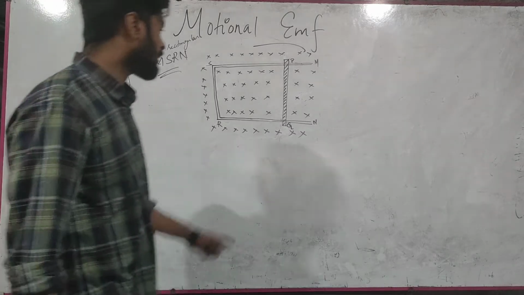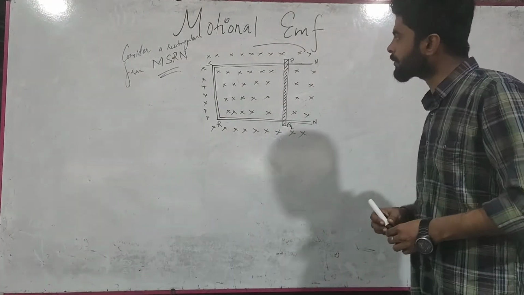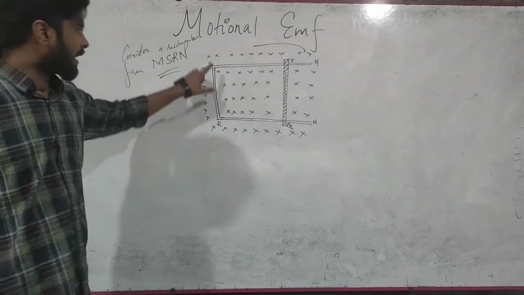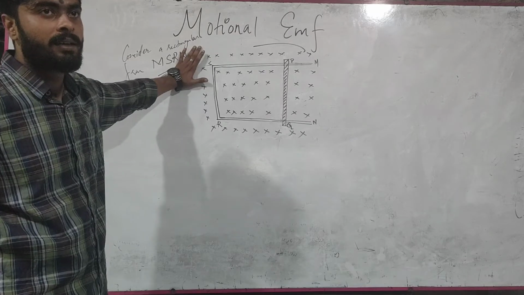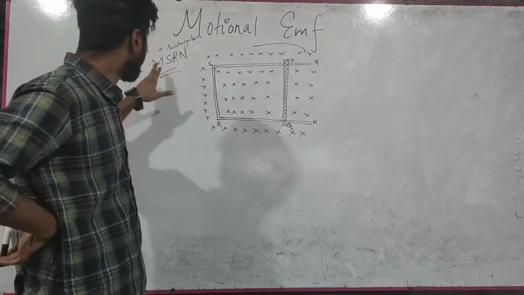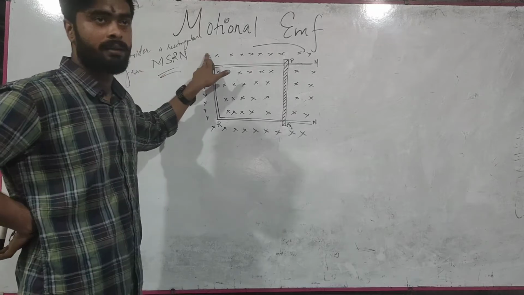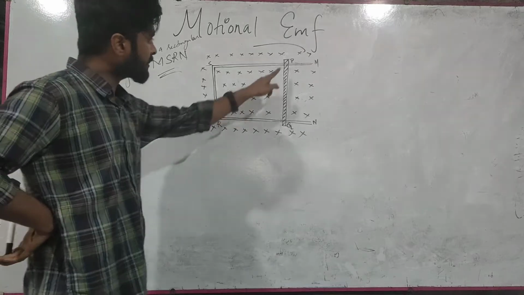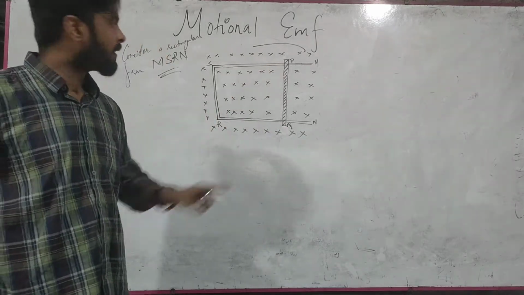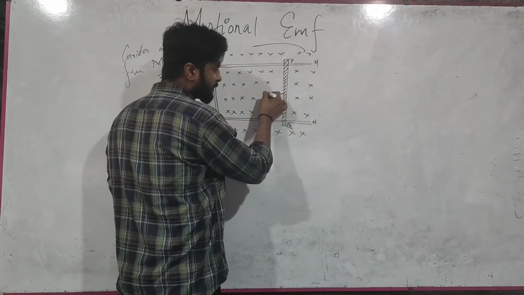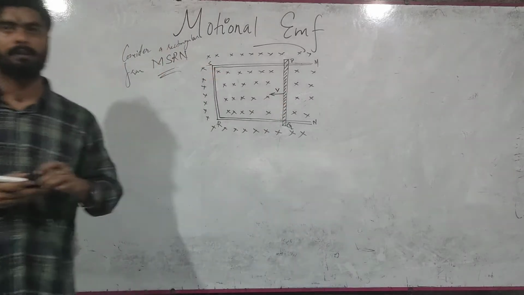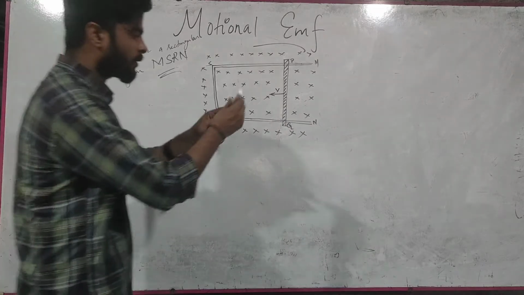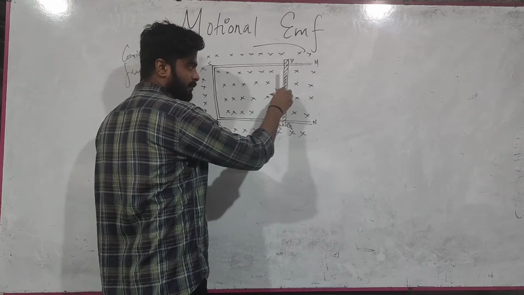You can see a perpendicular magnetic field. You can see the magnetic field which is going into the plane of that rectangular frame, entering perpendicular to the plane of the frame MSRN. So the magnetic field here is going inside the frame. And you can see a conductor PQ. When this conductor PQ moves with a constant velocity V, it is moving perpendicular to the magnetic field. Because the magnetic field is going inside, the conductor is moving like this.